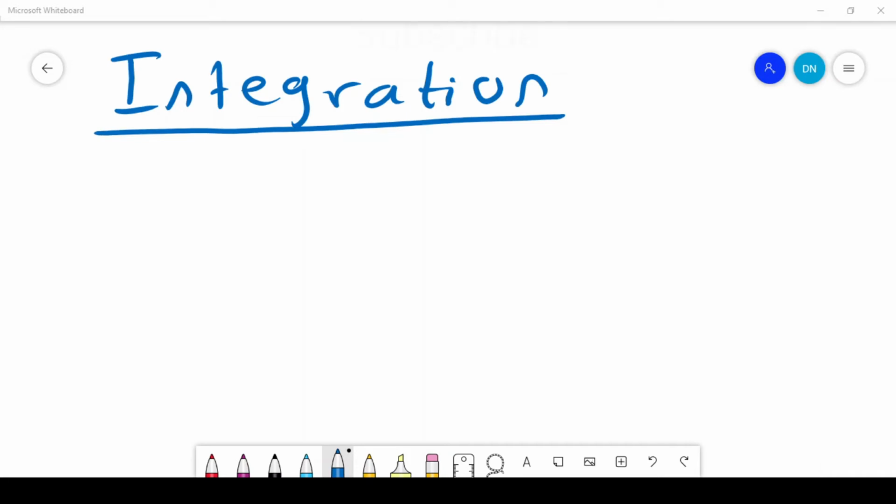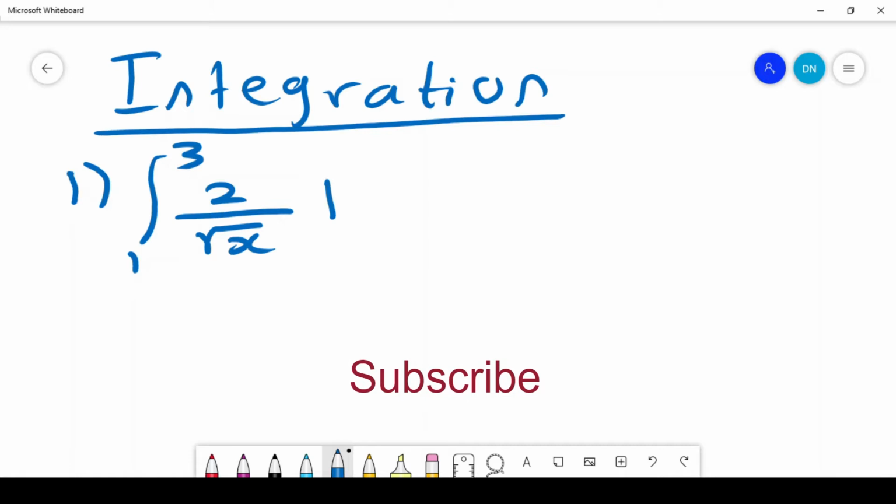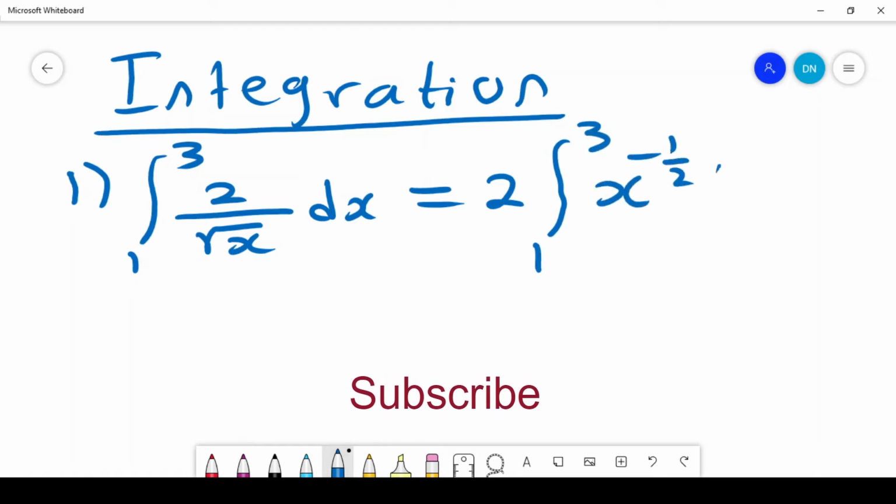To look at a number of integration problems. And the first example we want to look at is how to integrate the integral from 1 to 3 of 2 all over the square root of x dx. And this, I can also comfortably write it as this. I've put 2 outside because I know that 2 is a constant.